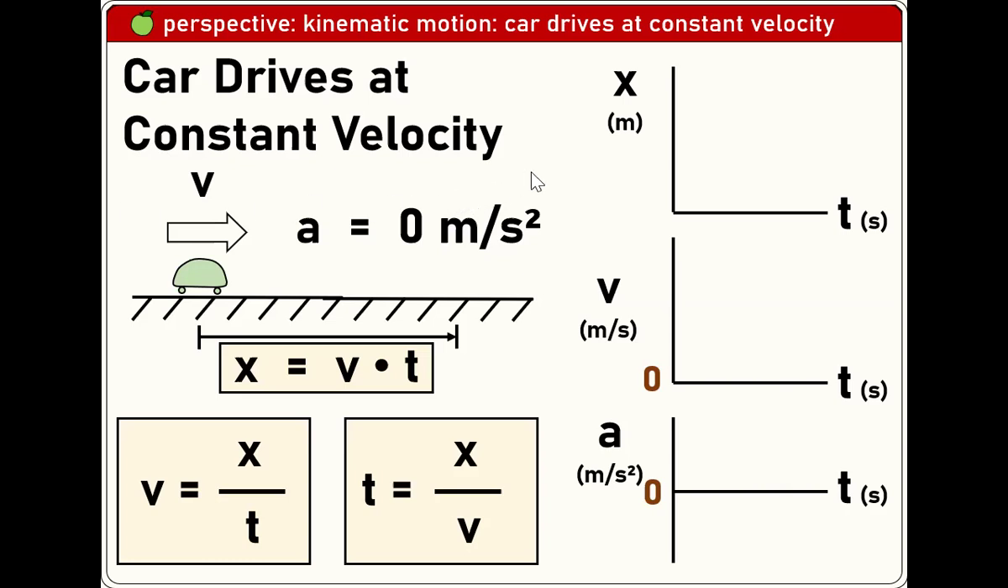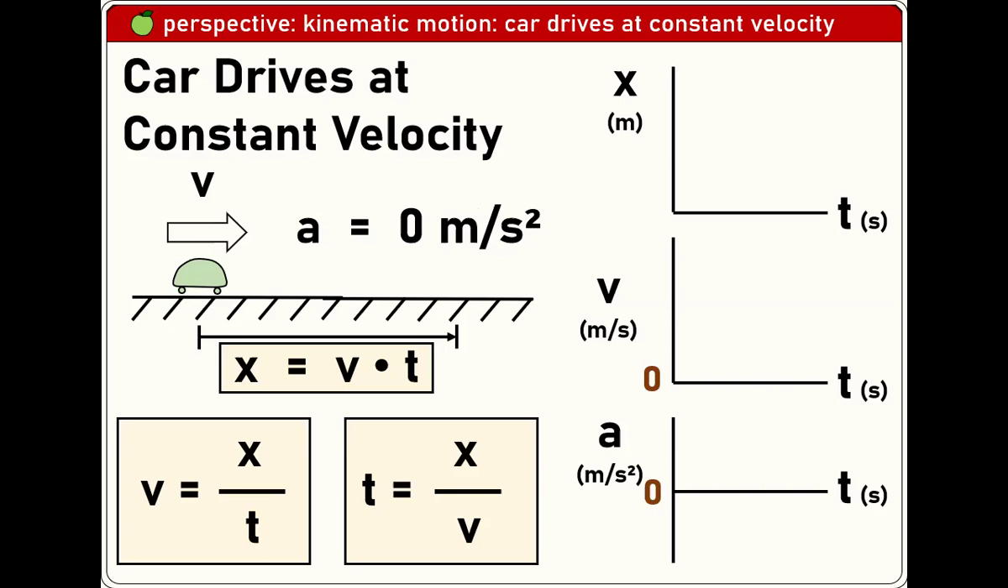Car drives at constant velocity. Go ahead and draw those 3 graphs in your notes. And I do want to, oh, good. We got 6 minutes. That's perfect. We got 6 minutes to do this. I want to see if you guys can get these 3 graphs before I reveal the answer.